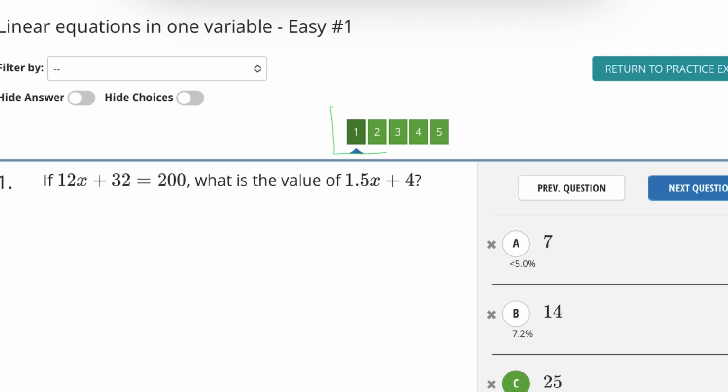So we can see here that we got everything correct. Everything is green. We got everything correct. So this was linear equations in one variable, the easy version. Next time we will do medium, and then finally hard, and then we will move on to a different topic. If you have any questions, I'll try to answer them in the comments.